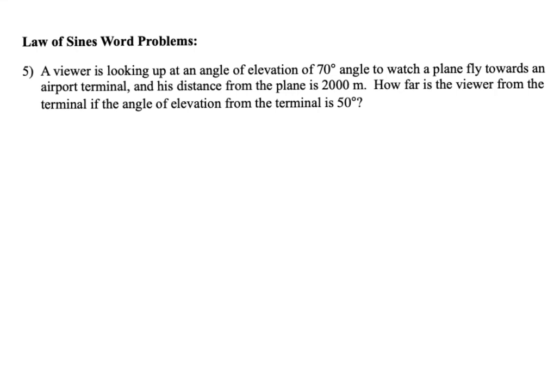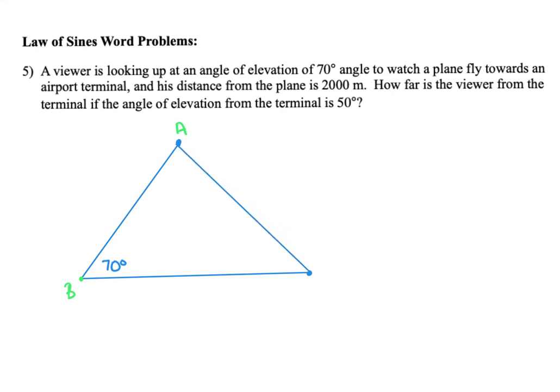So we have an airplane somewhere up here in the sky. We have someone that is looking at the airplane from some point down here, right? And they have said that the angle of elevation from the ground is 70 degrees. So my viewer has looked up at the airplane, and it took 70 degrees for them to see it. The terminal is over here somewhere, and that angle of elevation is only 50 degrees.